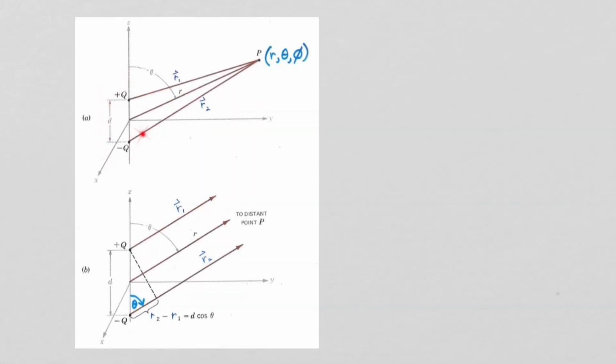Here we have an electric dipole with a plus Q and minus Q separated by a distance d. The first thing we're going to do is find the electric potential field. That is the amount of work it takes to move 1 coulomb of charge from infinity to some position r.